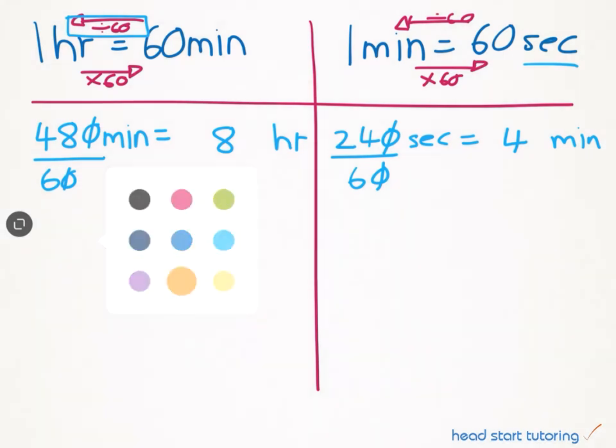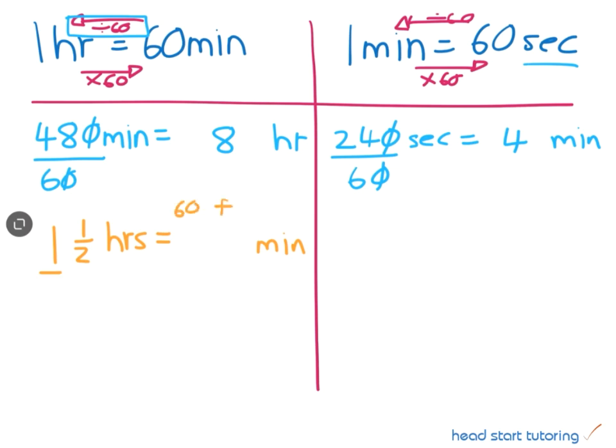Right, if I would like to work out what 1.5 hours is equal to in minutes, all I need to work out is what 1 hour is in minutes, which is 60, and then I add half an hour, or half of 60 minutes, which is equal to 30 minutes, and I end up with an answer of 90 minutes. So 1.5 hours is equal to 90 minutes.